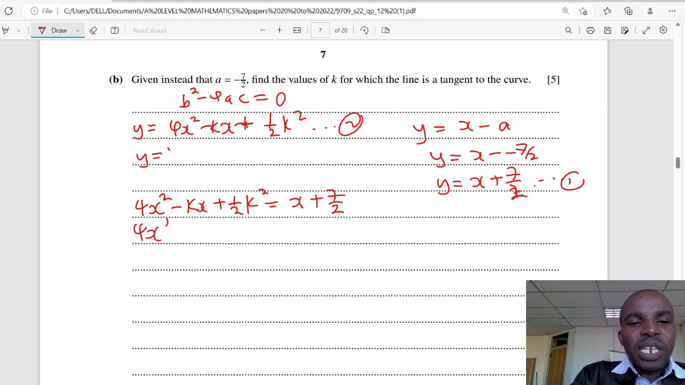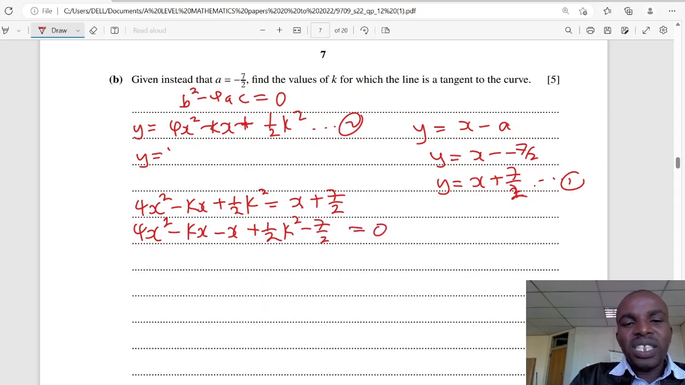So it will be 4x squared. Please take note, remember to start with the squared. Then minus kx minus x, then plus half k squared minus 7 over 2, then is equals to 0. Something like this. Then after that, you can find the coefficients now expressed in the form of ax squared plus bx plus c is equal to 0.